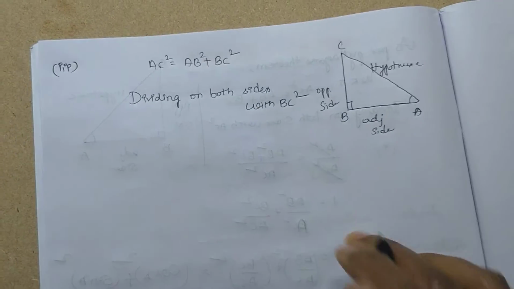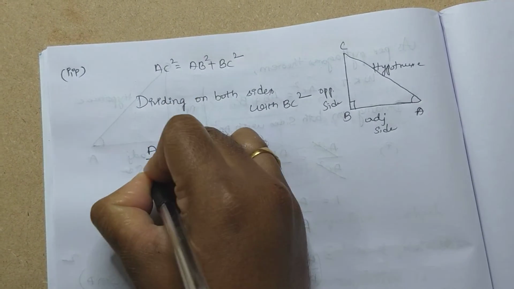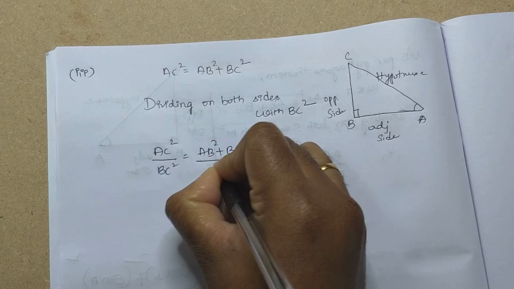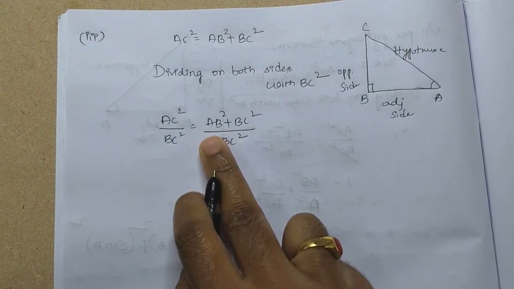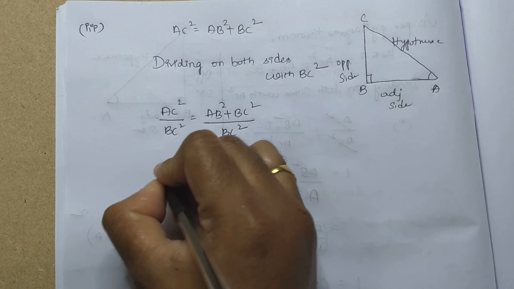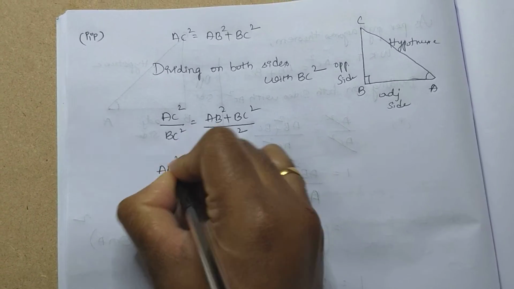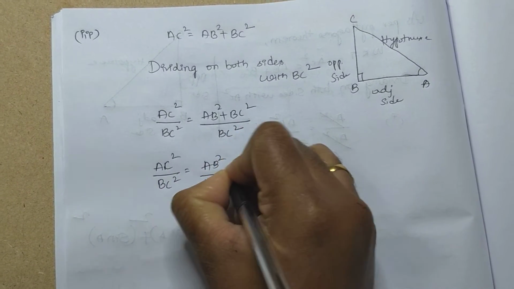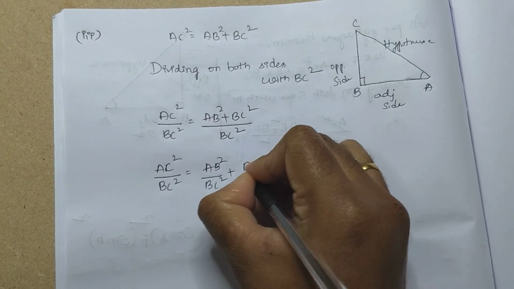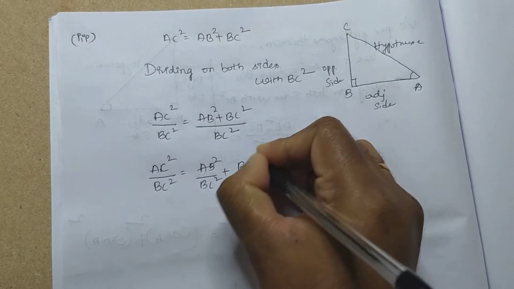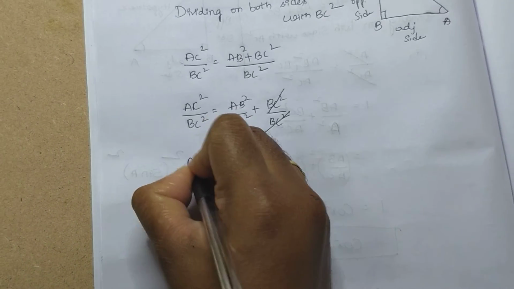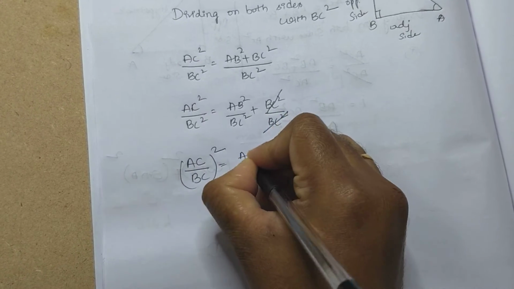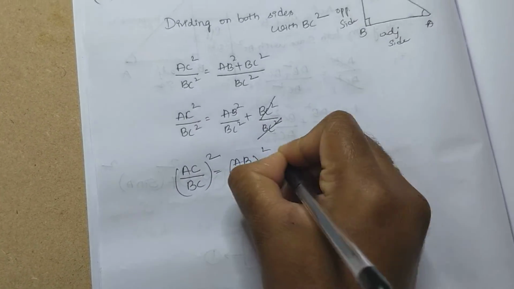When you divide that, what does it become? AC square by BC square equals AB square plus BC square by BC square. You can directly divide, but here for understanding I am putting it from the start. So AC square by BC square equals AB square by BC square plus BC square by BC square. I am just separating it for the two terms. BC square will be cancelled off. So here what can I write? AC by BC whole square equals AB by BC whole square plus 1.